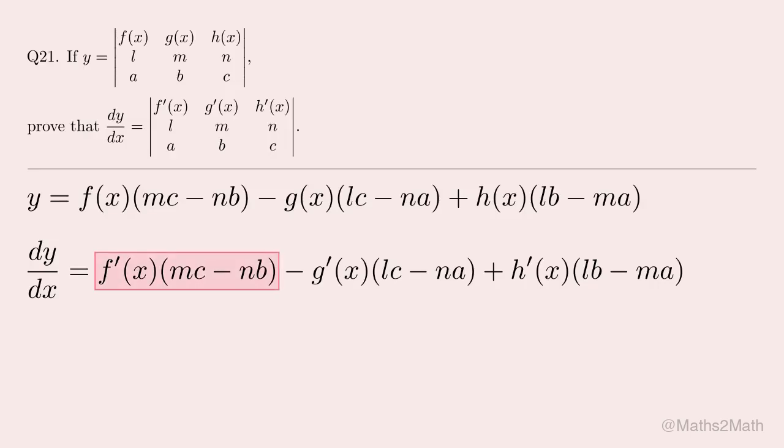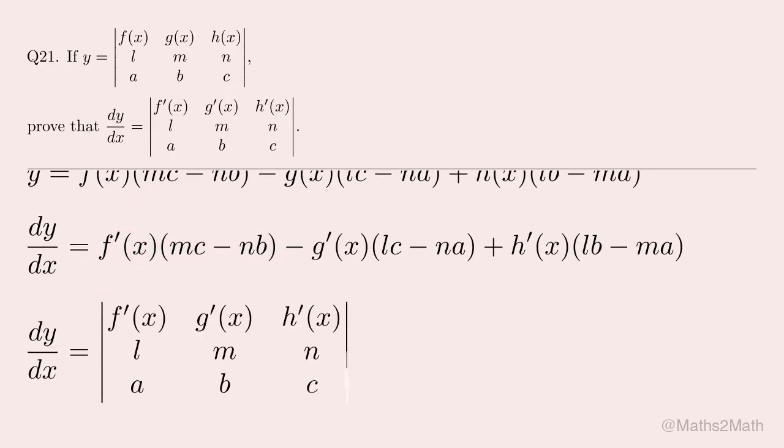Differentiate, the constant cofactors pass through untouched. Reassembling that as a determinant puts the primed functions in the top row. Exactly the claim.